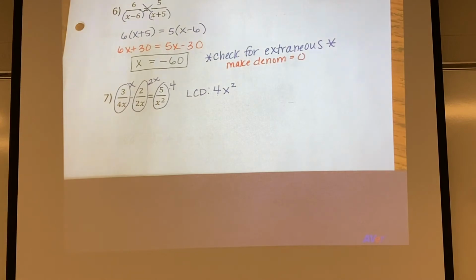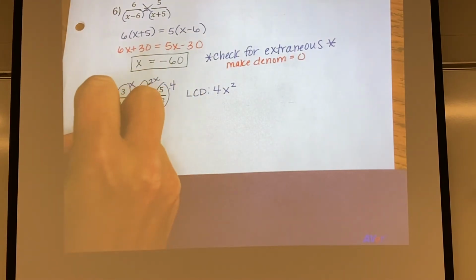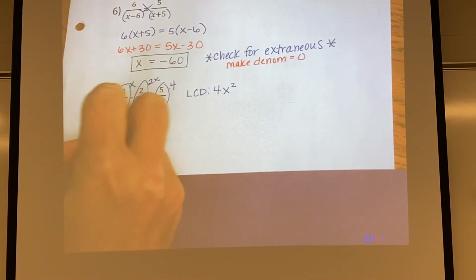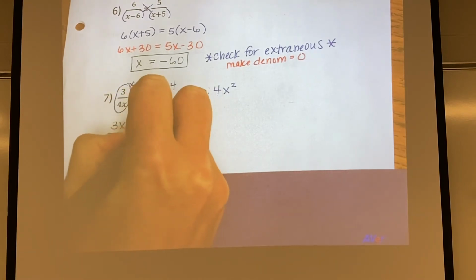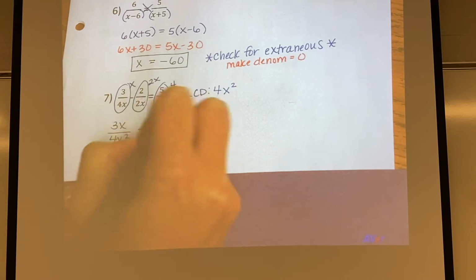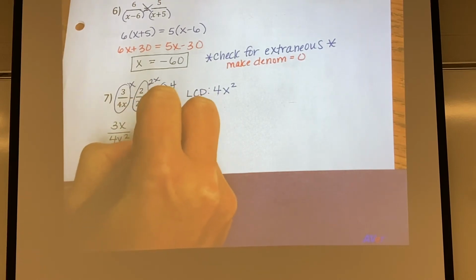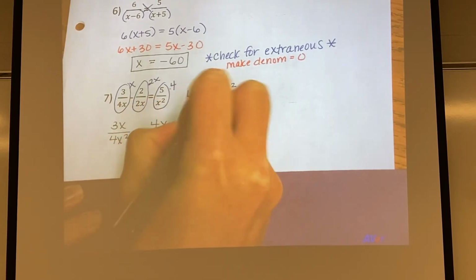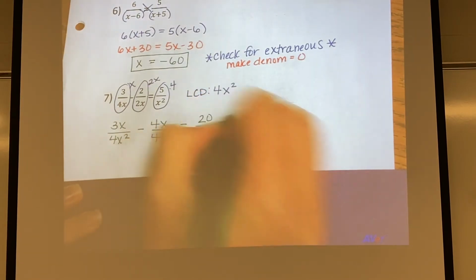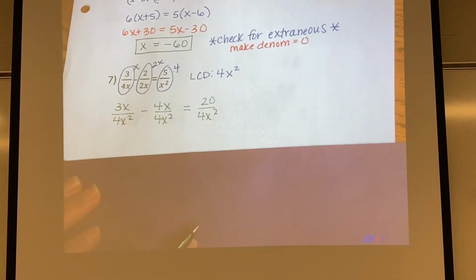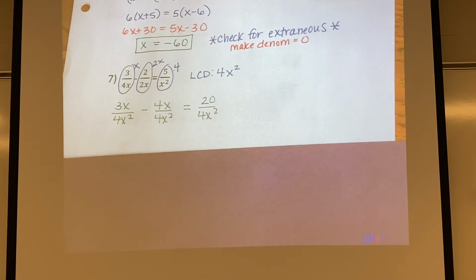So when we do that, we end up with 3x over 4x squared minus 4x over 4x squared equals 20 over 4x squared. You'll notice that all of those denominators are the same, and they're all the LCD that we found.